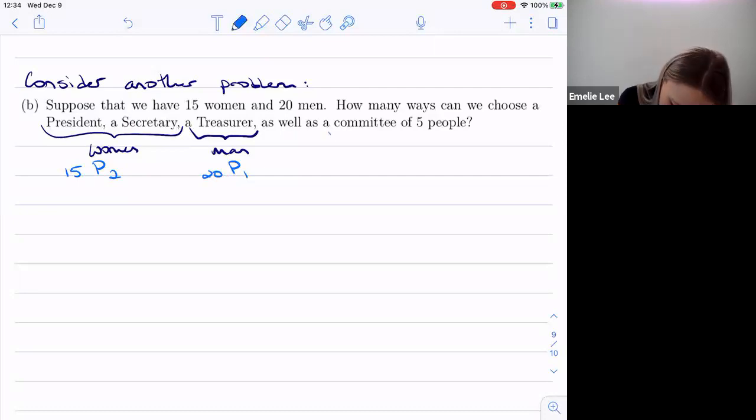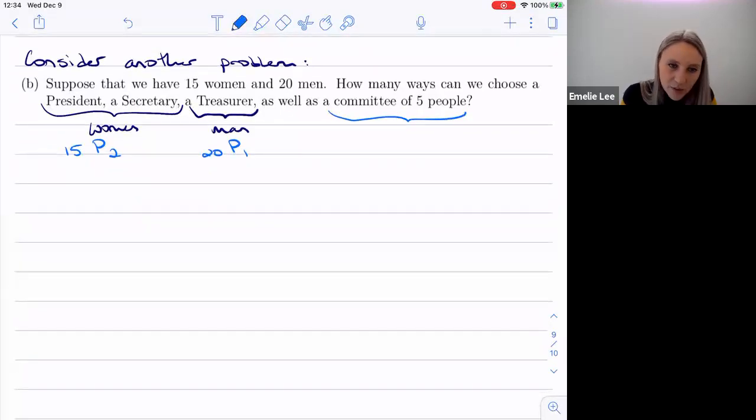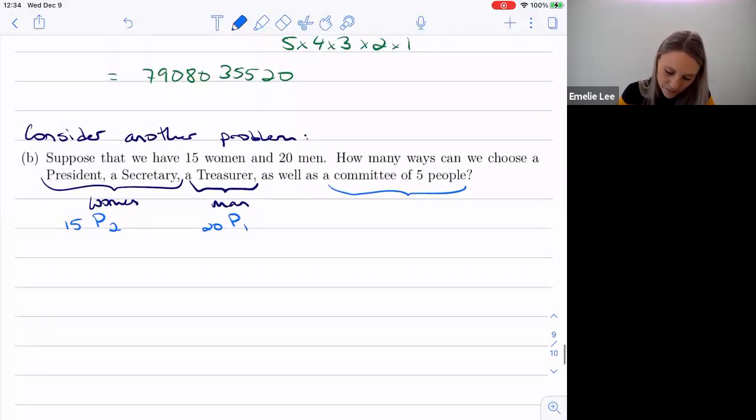Okay. And then here, the committee of 5 people, no, the committee can be anything. So here, I've used up 2 of the women. So now, 35 minus 3, I've extracted 2 women and 1 man. It doesn't actually matter because I've taken out 3. And so 32 choose 5.